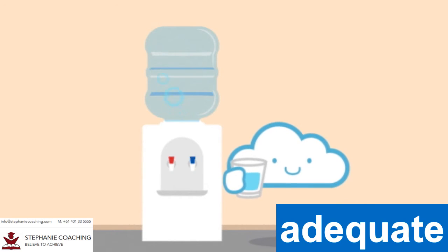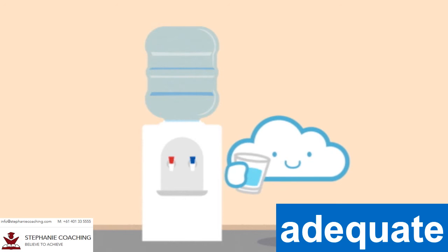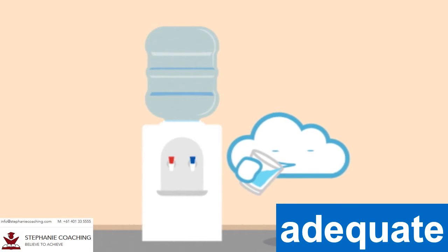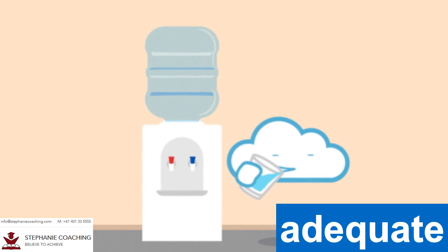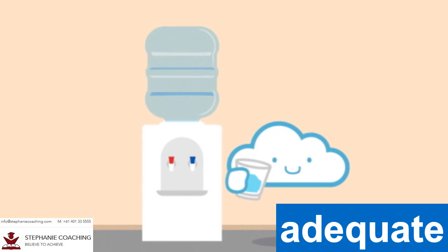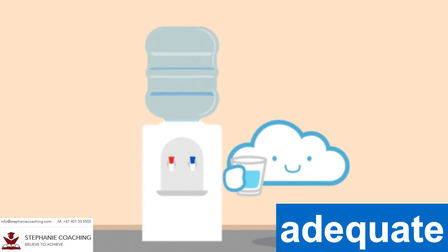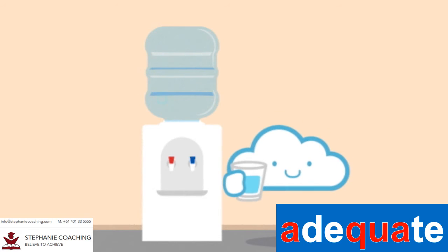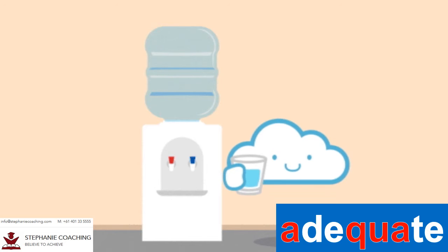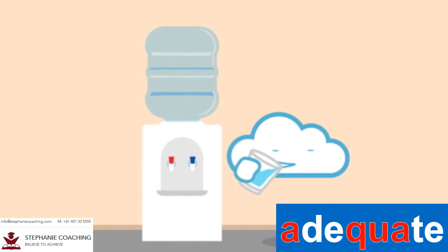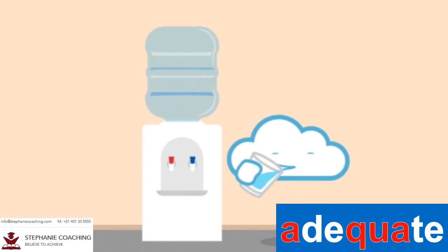Word number 27 is adequate. Another word for adequate is enough. For example, adequate water intake is necessary for your body to function properly. Can you see the word aqua in the word adequate? Aqua is related to water.